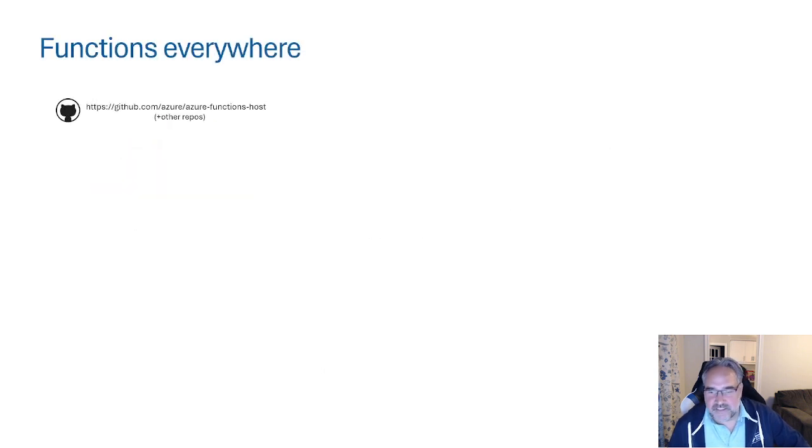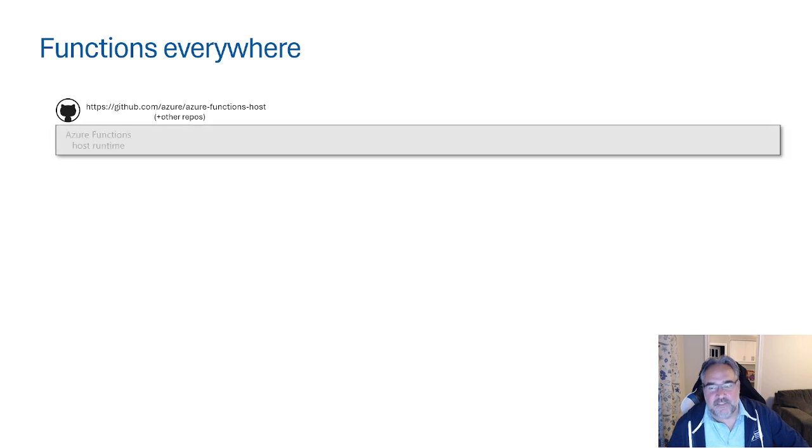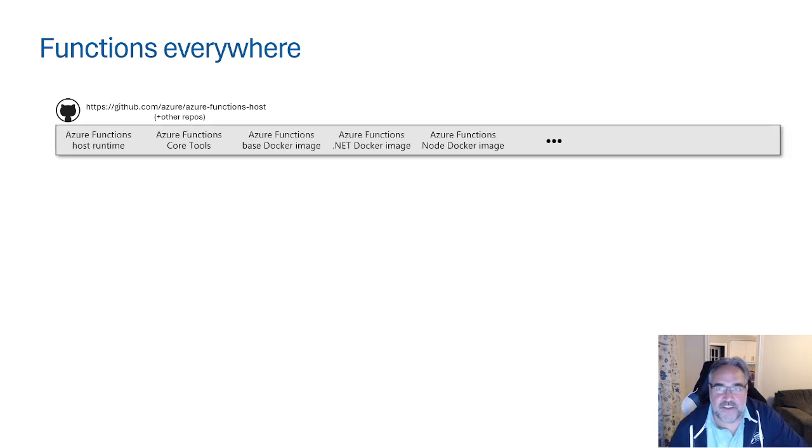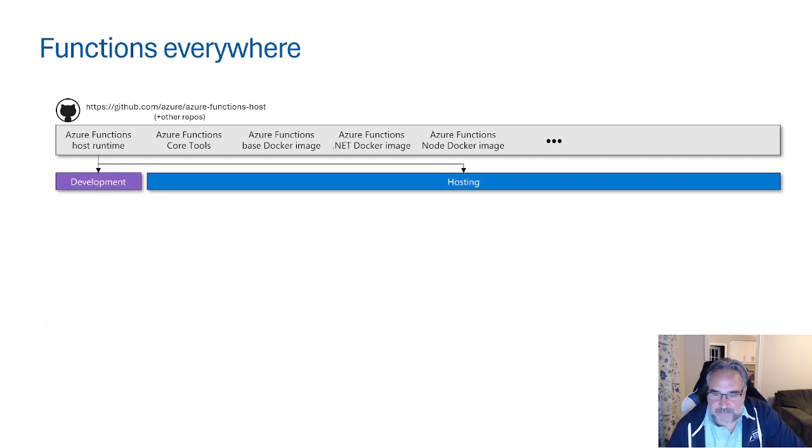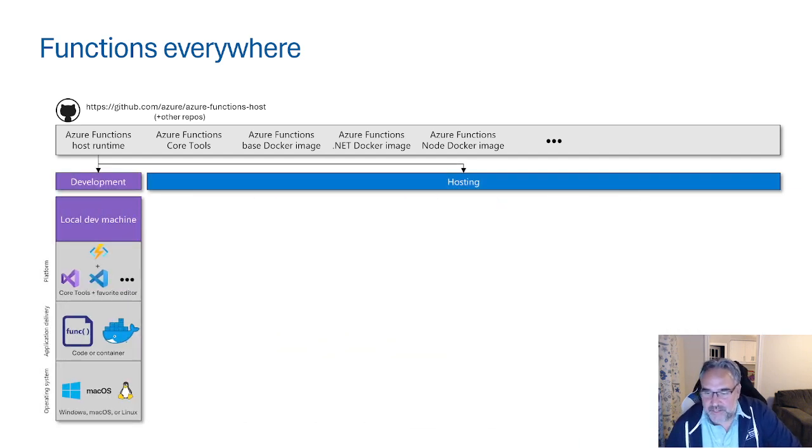Okay, so Azure Functions are everywhere. It's open source, which includes the runtime, the core tools, and Docker images. You can run it locally, knowing it's exactly what you're going to see in the cloud, and it's very easy to get going and publish.